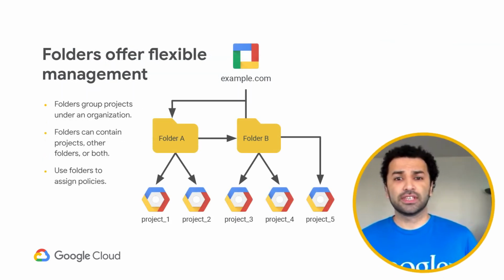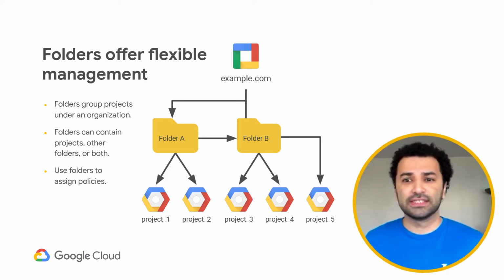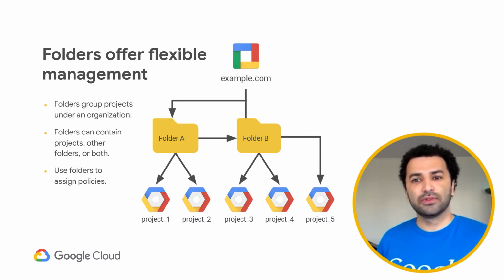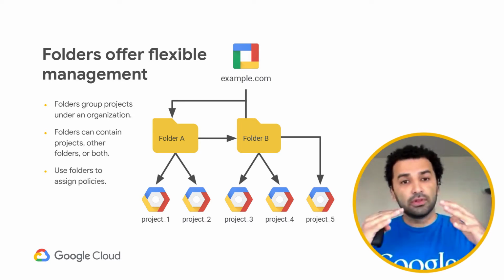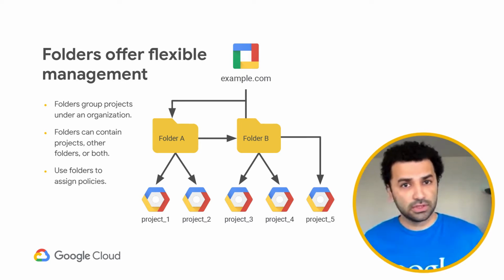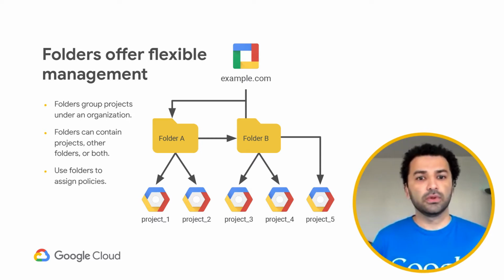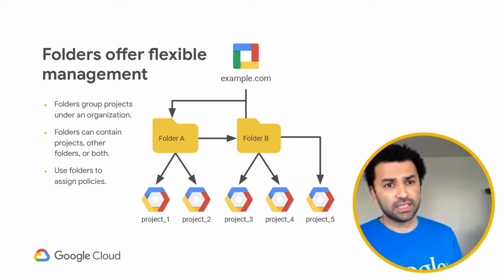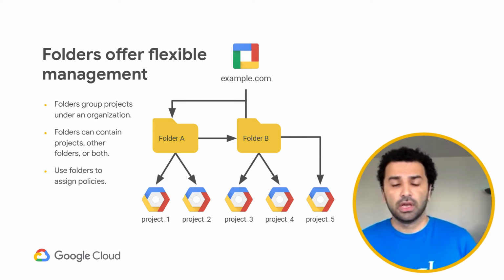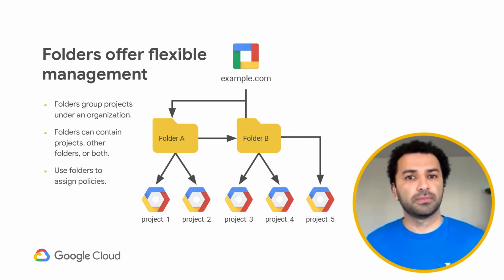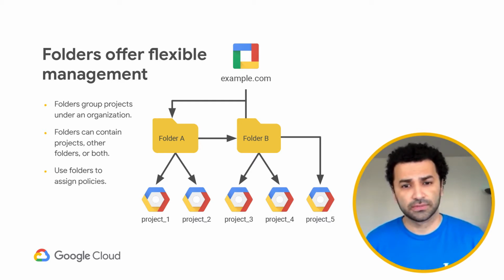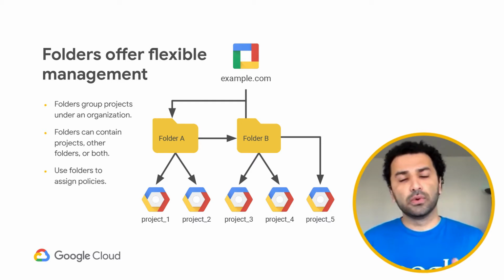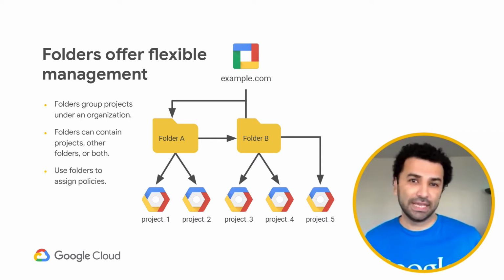The Cloud IAM folders feature lets you assign policies to resources at the level of granularity you choose. The resources in a folder inherit IAM policies assigned to that folder. A folder can contain projects, other folders, or a combination of both. You can use folders to group projects under an organization in a hierarchy. For example, your organization might contain multiple departments, and each has its own set of Google Cloud resources. Folders allow you to group those resources on a per department basis.